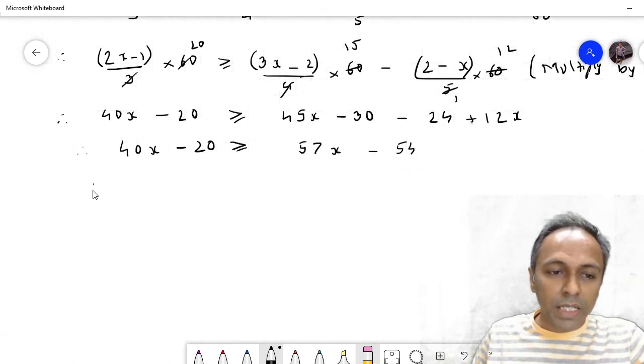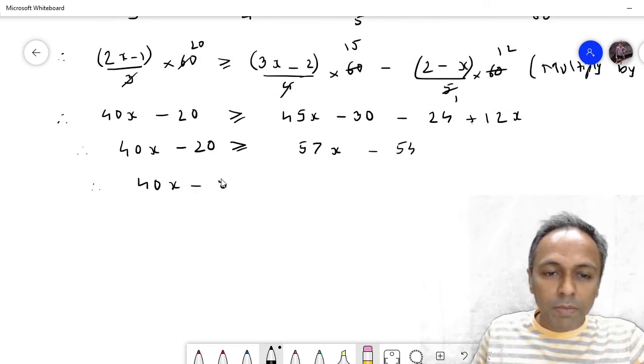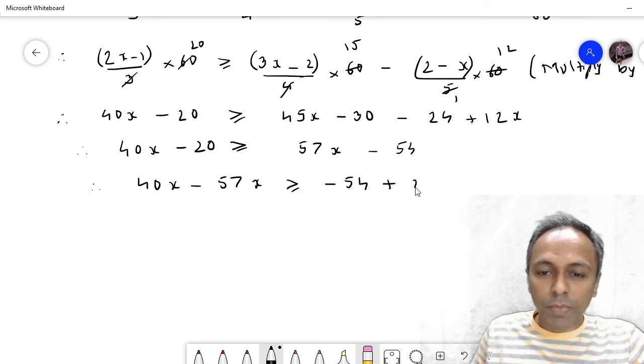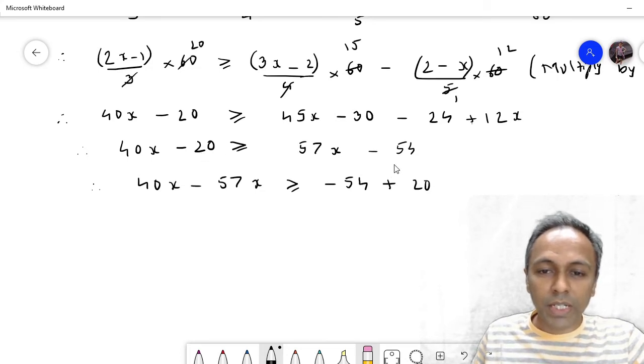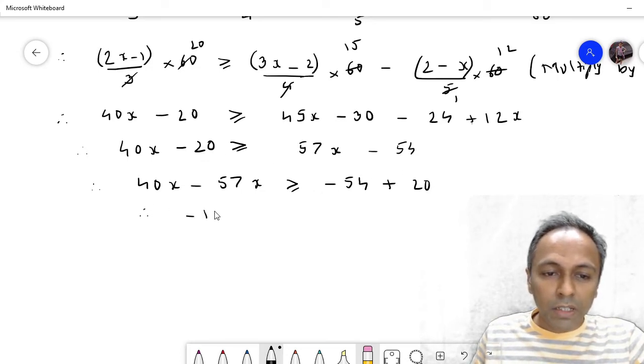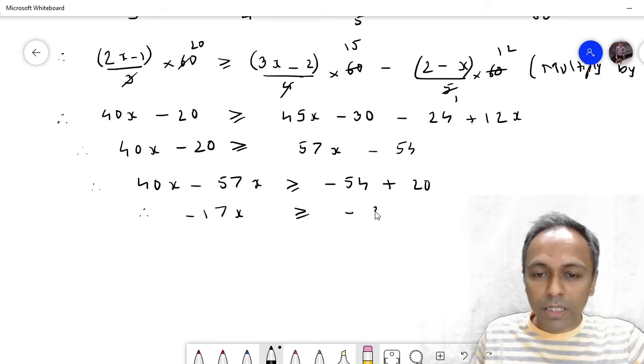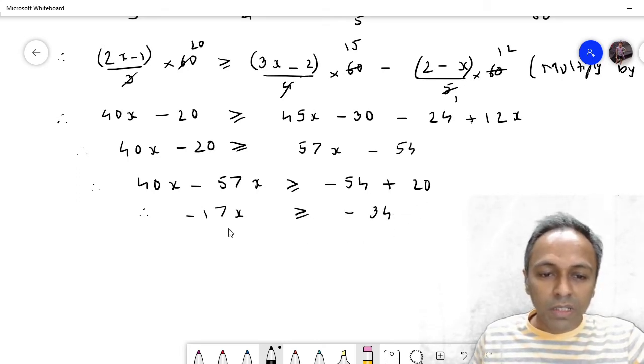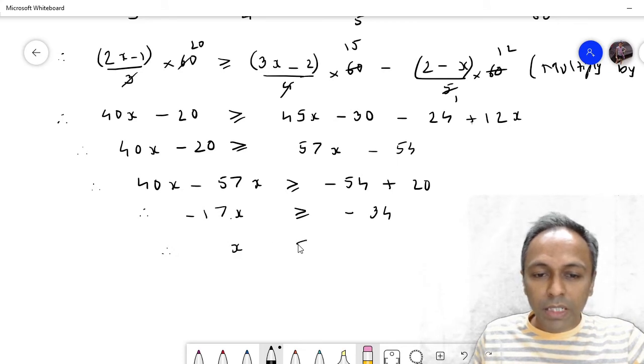Let us transfer x terms on left hand side. 40x minus 57x is greater than or equal to minus 54 plus 20. Minus 20 has come here. Therefore, minus 17x is greater than or equal to minus 34. Clearly, if you divide with minus 17, you will get x. So we will write x on dividing with minus 17.